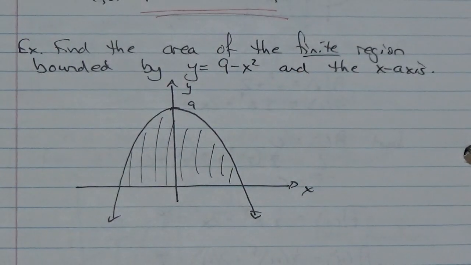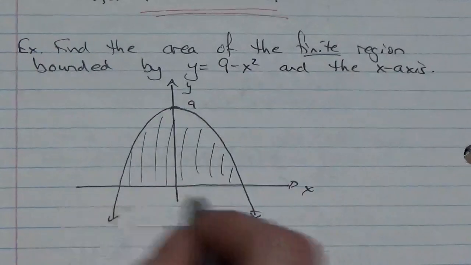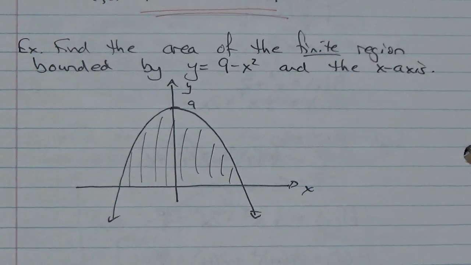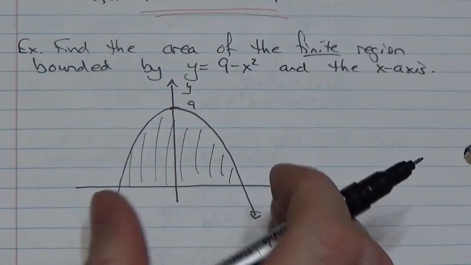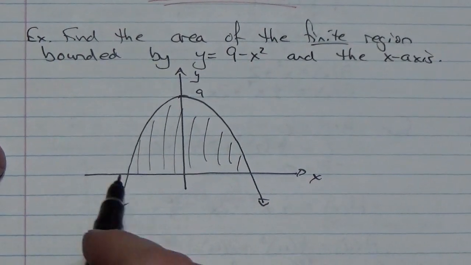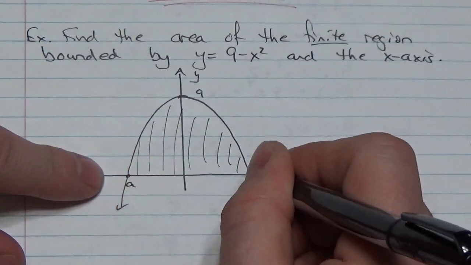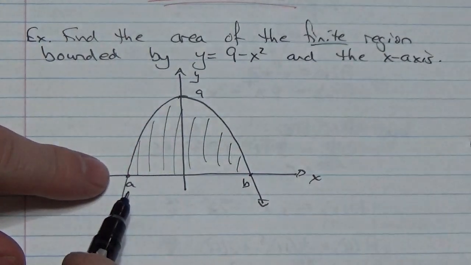But even if I hadn't said that, the implication is always going to be that I'm looking for the finite region between the curve and the x-axis. So it would be implied that I mean between those two intersection points right there. Which, by the way, I've now got to figure out, because I don't actually know what my a and my b are here.